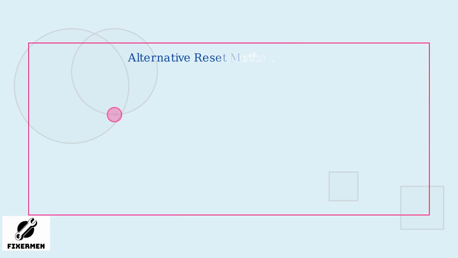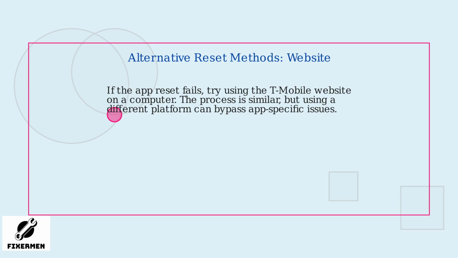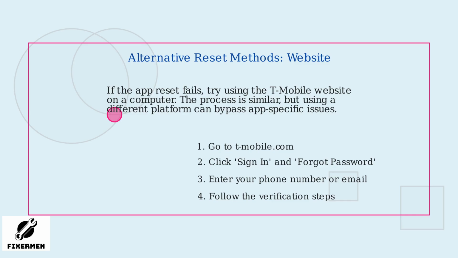If the app reset fails, try using the T-Mobile website on a computer. The process is similar, but using a different platform can bypass app-specific issues. Here's how to reset your password on the website. First, go to tmobile.com, click Sign In, and then Forgot Password. Enter your phone number or email address. Then follow the verification steps to complete the reset.